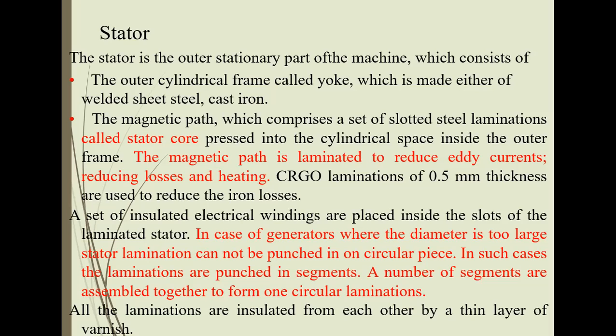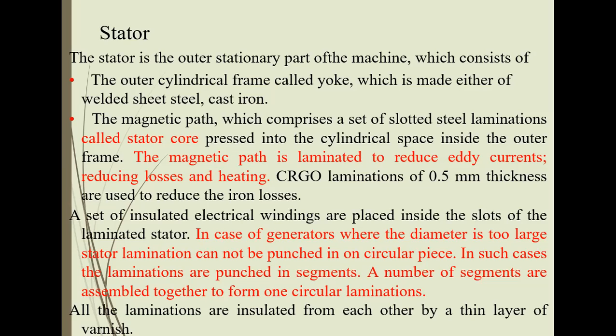Again, stator construction. It is the outer part of the machine and consists of a cylindrical frame called the yoke, made of either welded sheet steel or cast iron. The magnetic part comprises a set of slotted steel laminations called the stator core, pressed into the cylindrical space inside the outer frame. The magnetic part is laminated to reduce eddy currents, reducing losses and heating. A set of insulated electrical windings is placed inside the slots of the laminated stator.